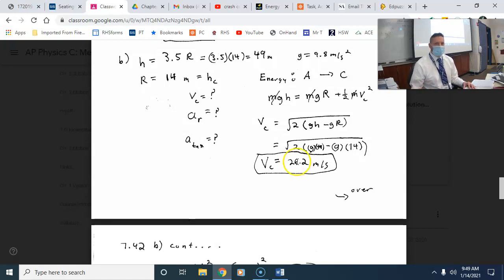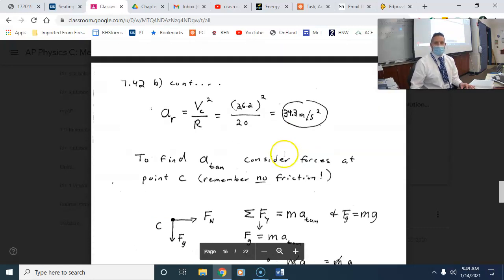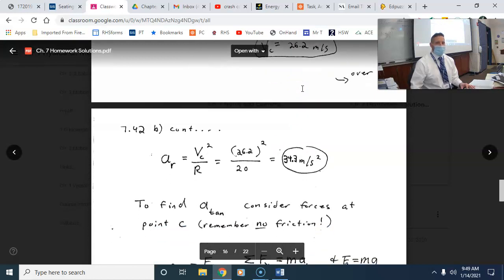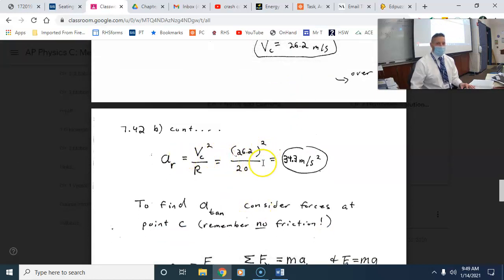Okay on that? All right, so the radial acceleration at that moment is v squared over r, right? So that's easy as long as we got the first part right. That's dependent on that. We plug in that 26.2 squared, divide it by the radius, which was given as, is that right there? 20?